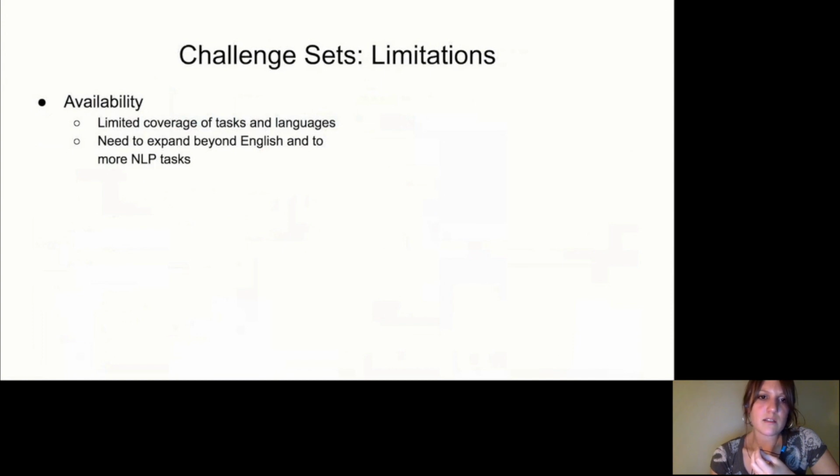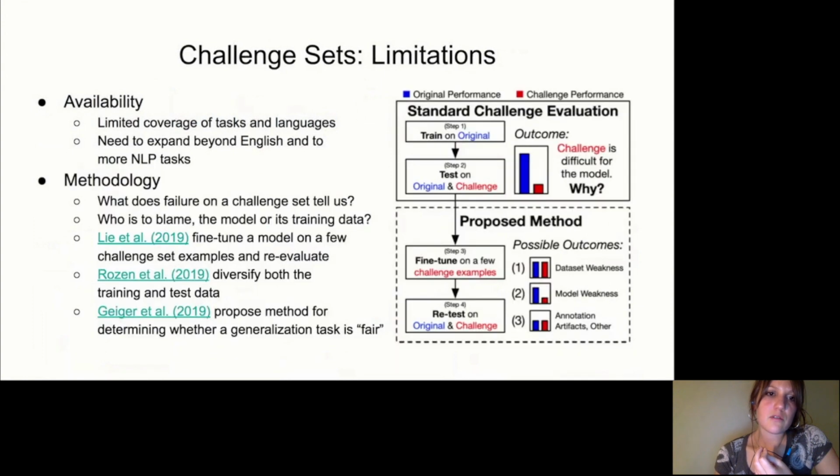One of the main ones is the availability of challenge sets in general. If you're developing a new model and you want to use this to understand how your model is performing, unless your model is in English, you're kind of screwed, because we mostly just have challenge sets in English. That is very unfortunate, especially since we know that a lot of these weaknesses are likely to be worse in our more resource-poor languages. So that's a major limitation.